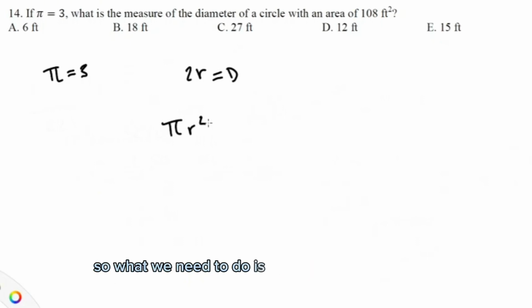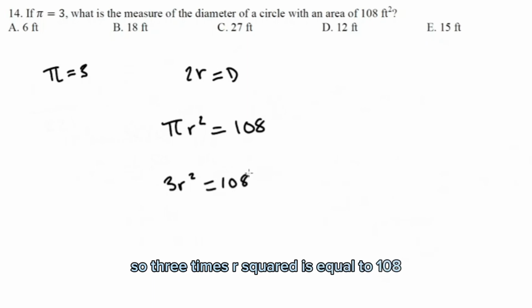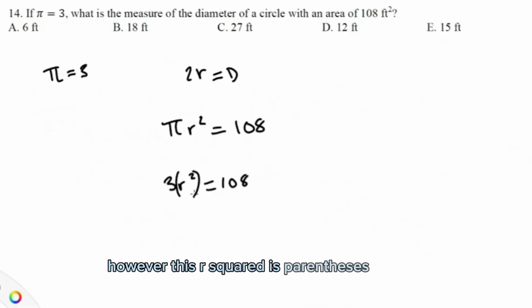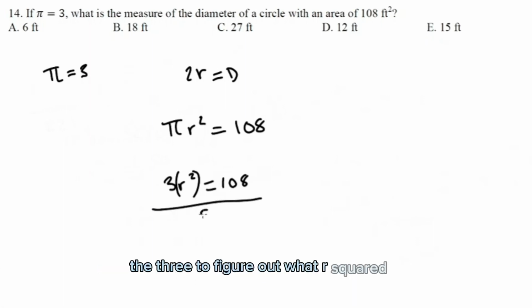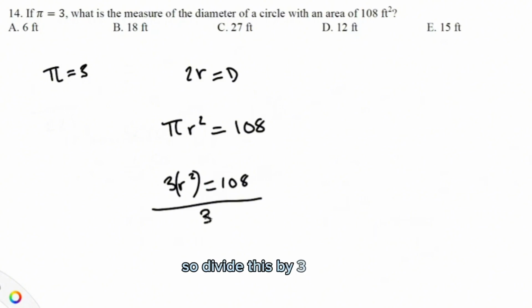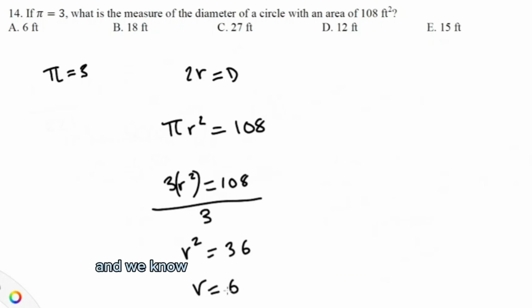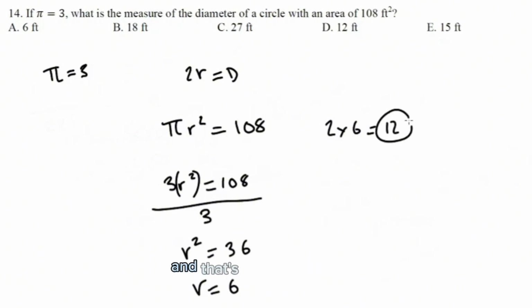So we know that pi r squared in this case is equal to 108. And we know that pi is 3, so 3 times r squared is equal to 108. However, this r squared is in parentheses. Now we need to divide out the 3 to figure out what r squared is. So divide this by 3 to get r squared is equal to 36, which means r is 6. So now we know what our radius is, and we know 2 times the radius is the diameter. So 2 times 6 is 12, and that's your answer.